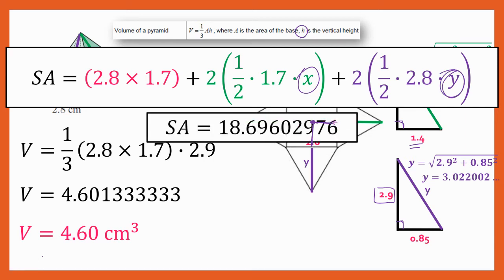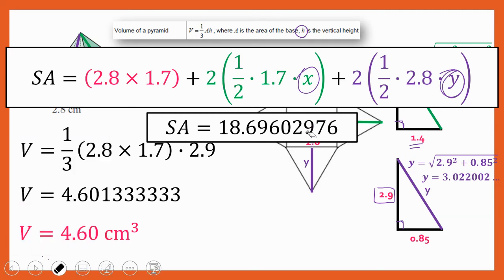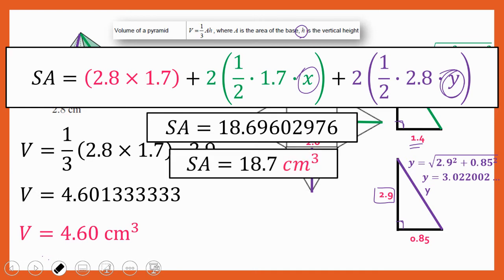And then when you do that and type that all in carefully, whether you do it piece by piece or all at once, we do have our answer. We have our answer 18.696, and so on. Final answer: 18.7 centimeters cubed.